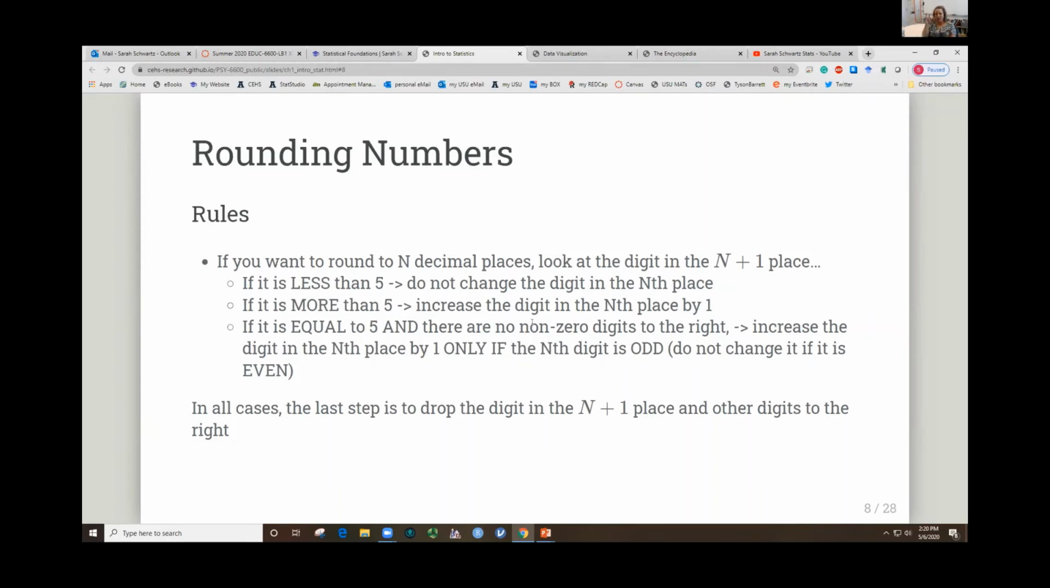The problem we run into is that you're rounding up for 5, 6, 7, 8, and 9, and you're only keeping it the same with 0, 1, 2, 3, 4. And so you're rounding up more than half of the time. To balance that out, if you have exactly a 5 and nothing else after the spot you're rounding, you only round up if the digit where you're rounding is odd.